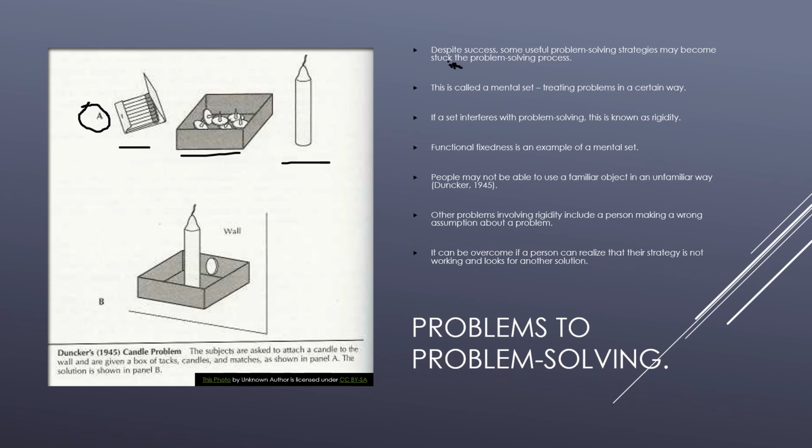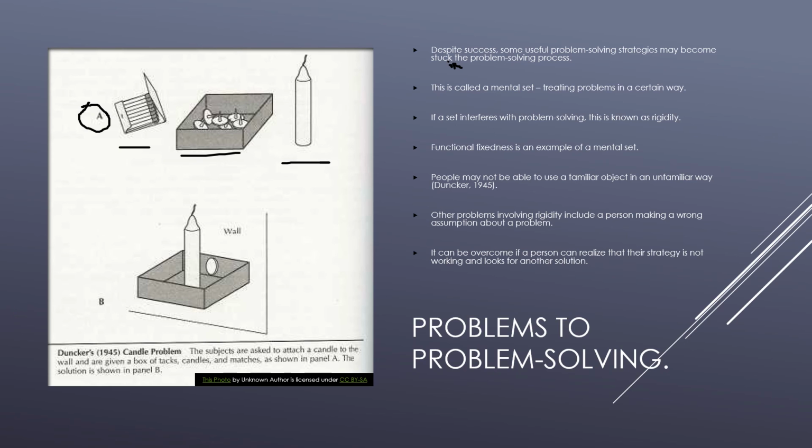Okay. Now, typically, if we look at that, we go, well, I can't do that. I could maybe try and put the thumbtack through the candle, but the candle's too thick, so it won't stay. I can't use the matches really to do anything. So this is functional fixedness because we don't see the objects as anything other than what they are. We don't see the thumbtack as something else. We don't see the candle as something else.